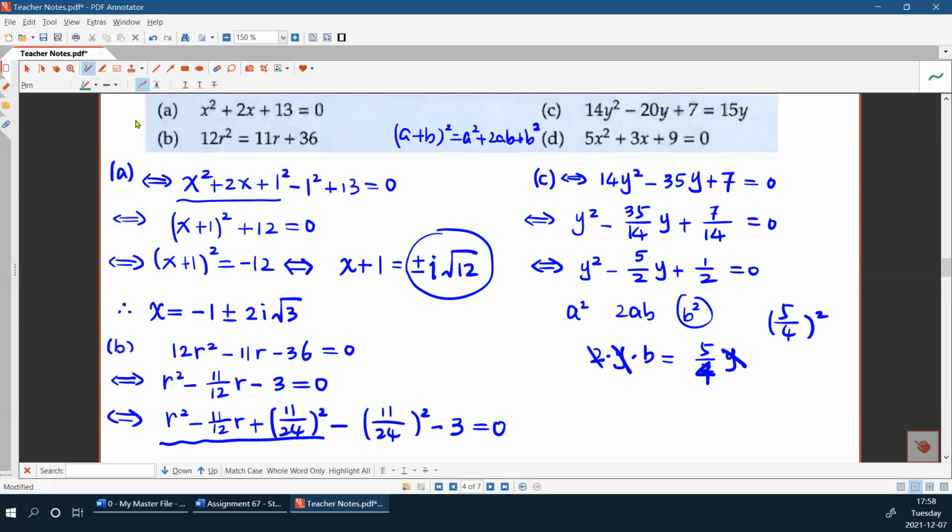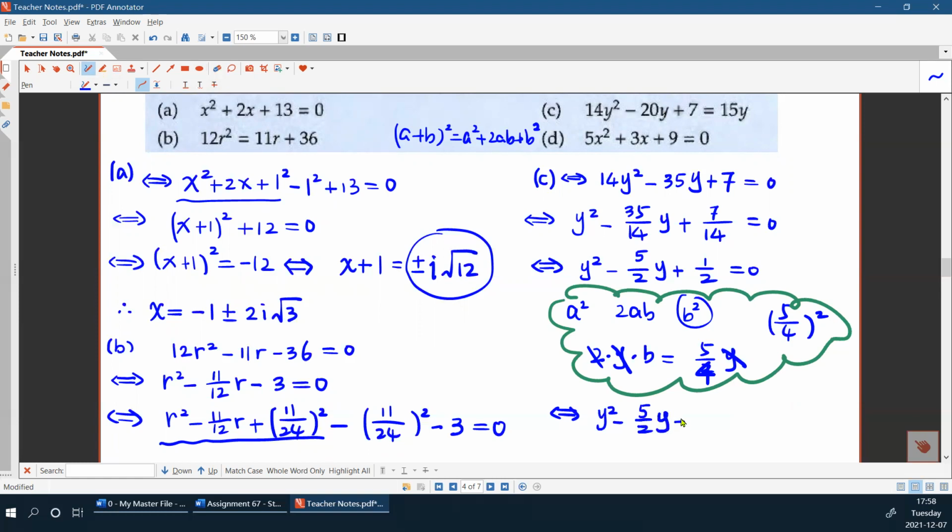Okay, so following this cell, this is equivalent to y squared minus 5 over 2y plus (5 over 4) squared, right? And because there is no such term in the original equation, we need to subtract it in order to make the new equation equivalent to the original one, and then copy the rest of the equation.